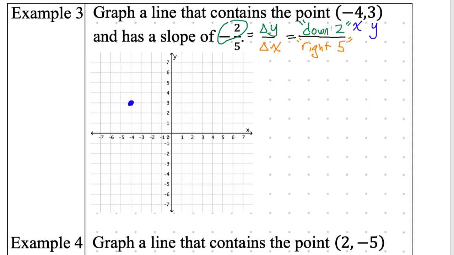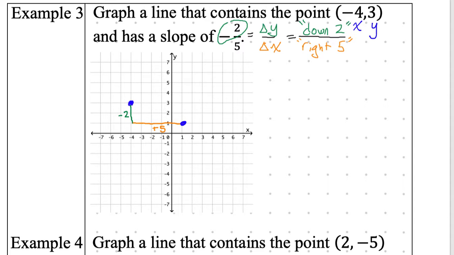All right, and we have instructions right here that tell us, from the point that we started out, go down 2, and then go right 5. So here we go. I started from this point. I'm going to go down 2, so -2, and then I'm going to go right 5. 1, 2, 3, 4, 5. That is going +5, and that is going to be my next point.